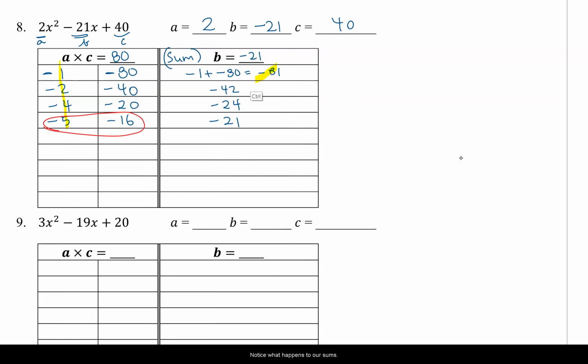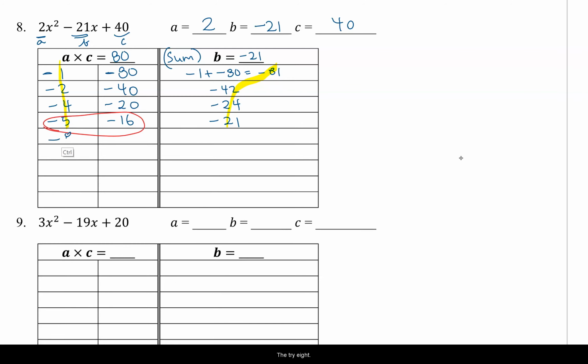Notice what happens to our sums. We have a big negative number, negative 81, negative 42, negative 24. It's getting closer and closer to the number that we're looking for, negative 21. It's a good way to tell if we're ever going to make it, because if we were to try the next number, which wouldn't be 6 or 7, it would be 8.